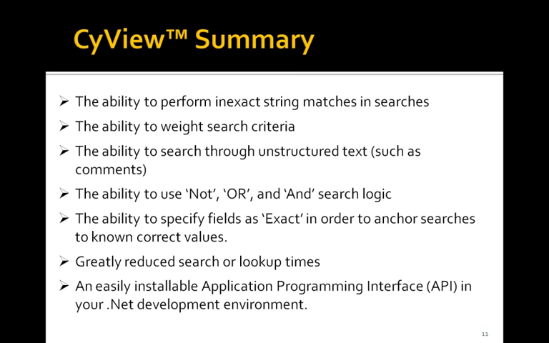In summary, CyView offers the ability to perform inexact string matches and searches, weight search criteria, search through unstructured text such as comments, the ability to use Boolean operators not, or, and, also to provide wildcard searches, the ability to specify fields such as exact in order to anchor searches to known correct values and speed processing, greatly reduce search or lookup times. CyView has an easily installable API in your .NET programming environment.